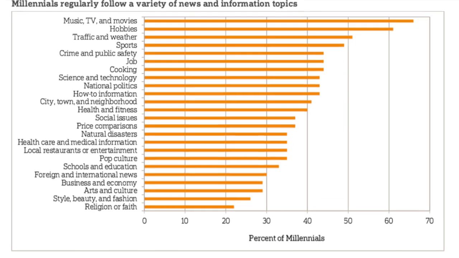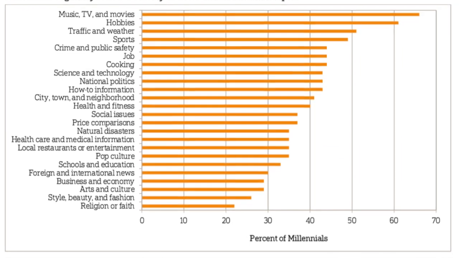Visuals are also really important. The top ways millennials find news and information is through Facebook, YouTube, and Instagram. And so the common theme there is those are all very visual platforms. And so you really need to be mapping your content to visual platforms.